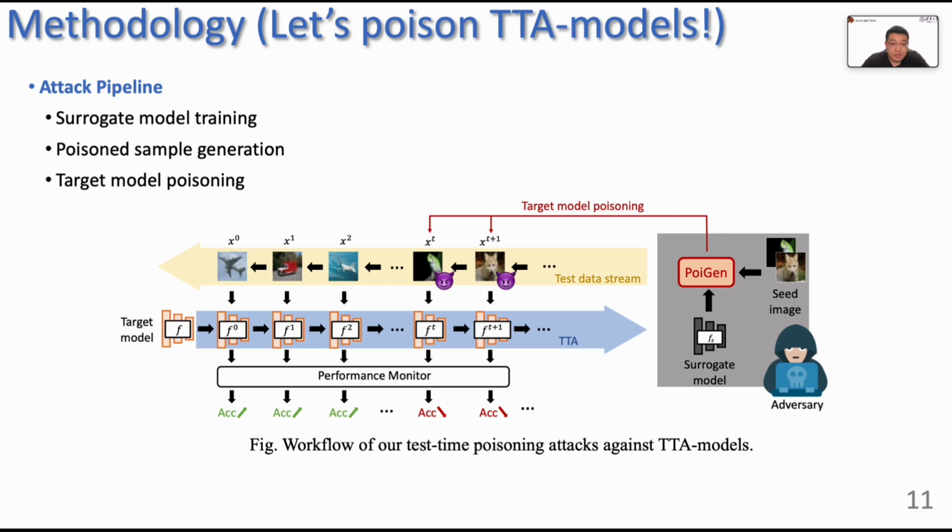From now on, I will introduce the methodology of our poisoning attack framework. Our attack pipeline contains 3 steps: surrogate model training, poisoned sample generation, and target model poisoning. In this figure, the blue arrow stands for the updating states of the target model. The yellow arrow stands for the test data stream. And the gray box here is the local attacker. Attacker uses a surrogate model and a clean seed image to generate poisoned samples.